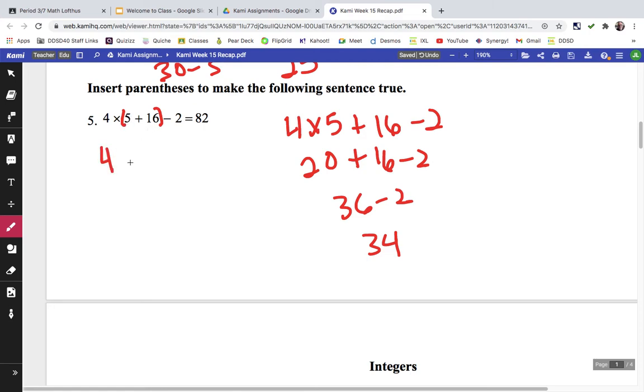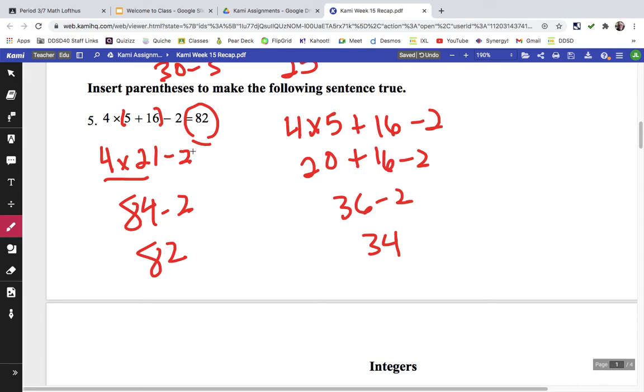5 plus 16 is 21 minus 2, and then we do 4 times 21, and 4 times 21 is 84. 84 minus 2 is 82. So if we put the parentheses to the left of the 5 and to the right of the 16, that will get us 82. After we did this in class, then we had some time to work on IXL.